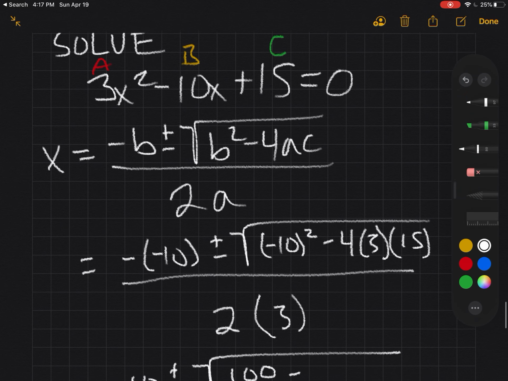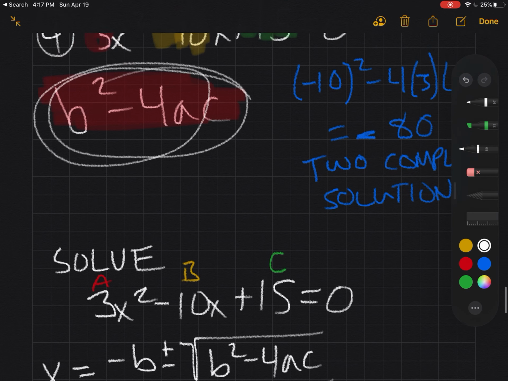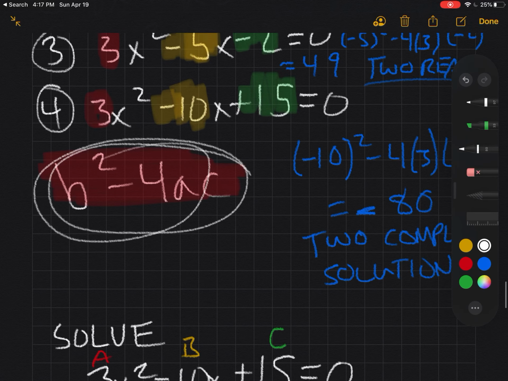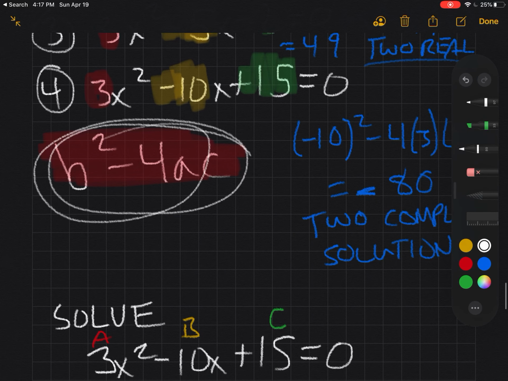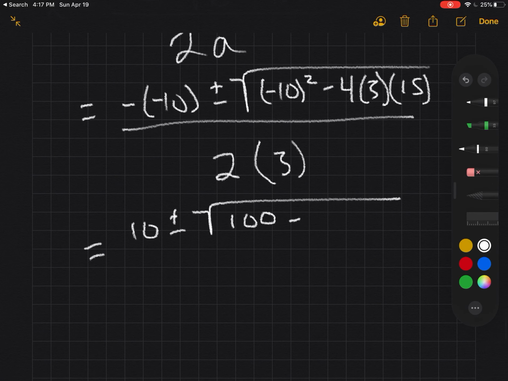And like before, we have 10 plus or minus the square root of 100 minus, let's see, 4 times 15 gives me 60.